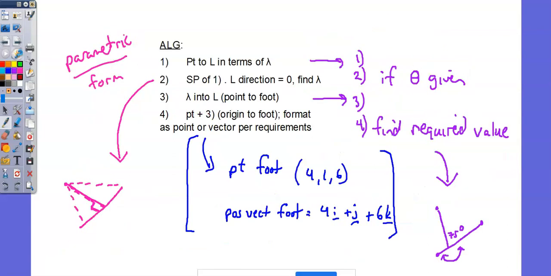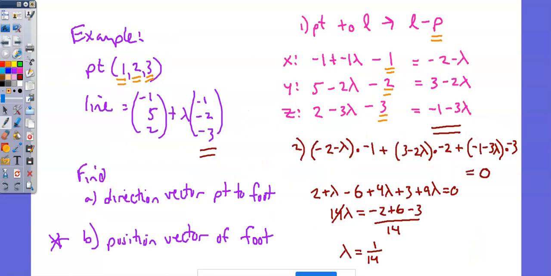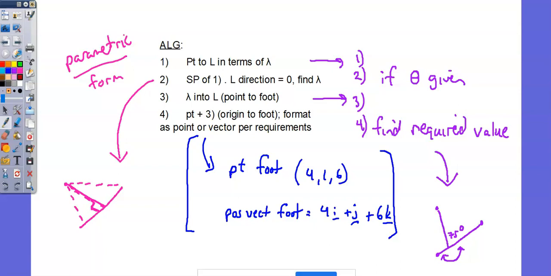Continuing, step 3, lambda into the line. That will be from point to foot. So let's show here visually. Okay, I'll use gray here. In step 3, we're going from point to foot, going to the diagram over on the left. Now tracing over in gray, that's from point to foot. Foot is a particular point on the line, and we're starting with some given point. This is what's happening in step 3.